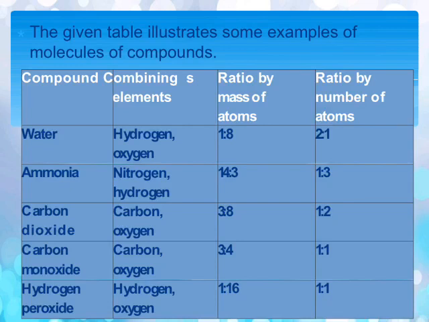Similarly, carbon dioxide comes out to be 3:8. Carbon monoxide, CO is the formula, so it comes out to be 3:4. Hydrogen peroxide formula is H2O2. If we simplify H2O2, 2:2 comes out to be 1:1. Mass of hydrogen is 1 and oxygen is 16, so it's 1:16.